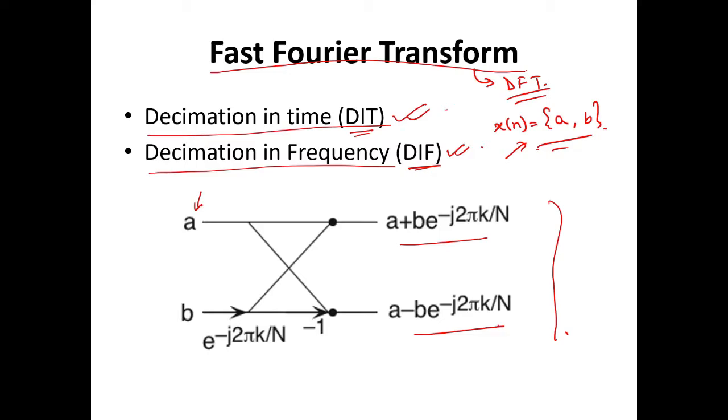Whereas when we talk about decimation in frequency, the frequency components come in the decimated order, and our input is in the normal order. Now the big question comes: what do we mean by decimated order and the normal order? Normal order is nothing but, I give you a signal.